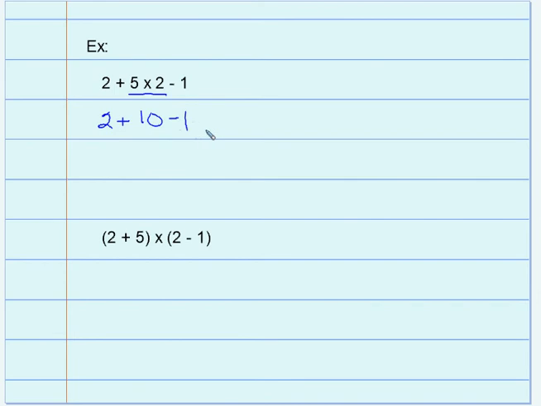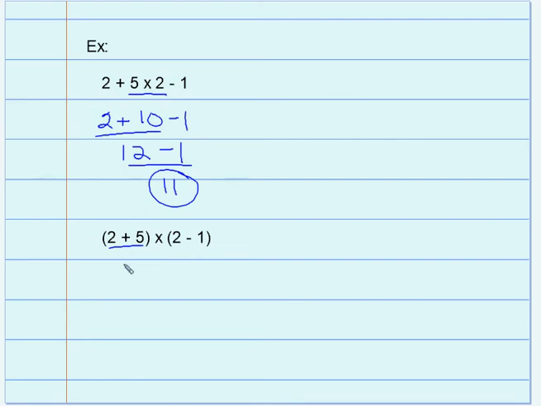Now, do I have parentheses? No. Exponents and roots? No. Multiplication and division? No. Addition and subtraction? Yes. I start with whichever one comes first. 2 plus 10 is 12 minus 1. This is all I have left. Answer is 11. This other example, I have 2 sets of parentheses, so I can simplify.